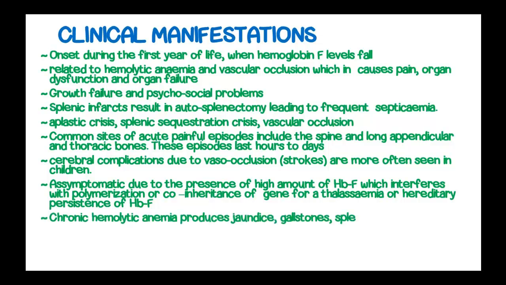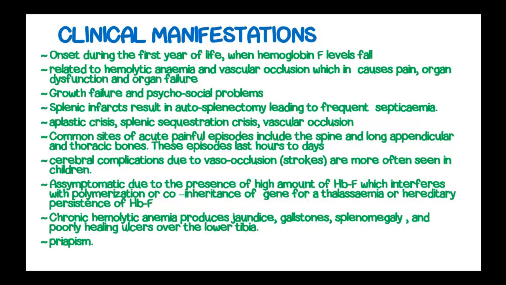They may also be having chronic hemolytic anemia that produces jaundice, gallstones, splenomegaly, and poorly healing ulcers over the lower tibia. Priapism is present in male children. What is a sickle cell crisis?